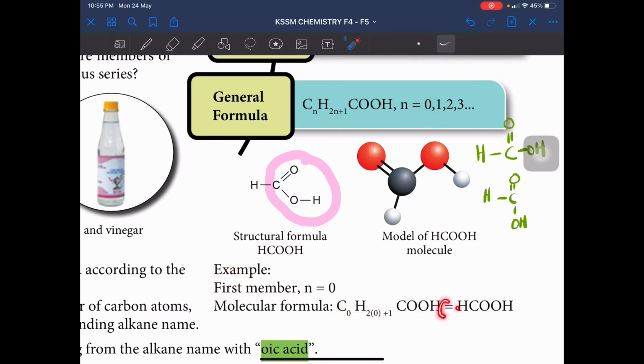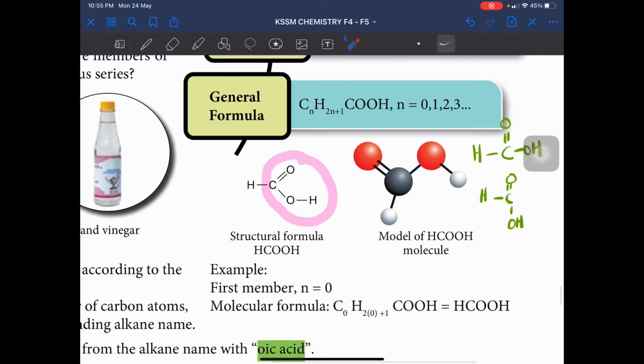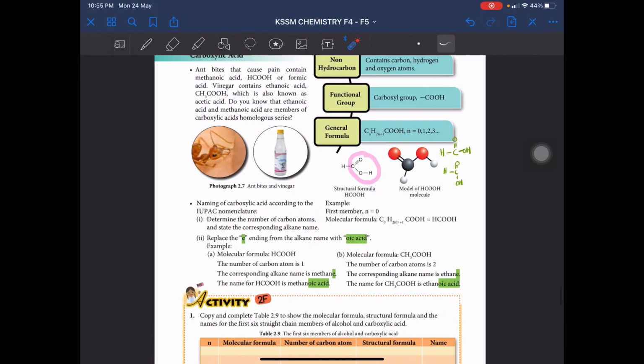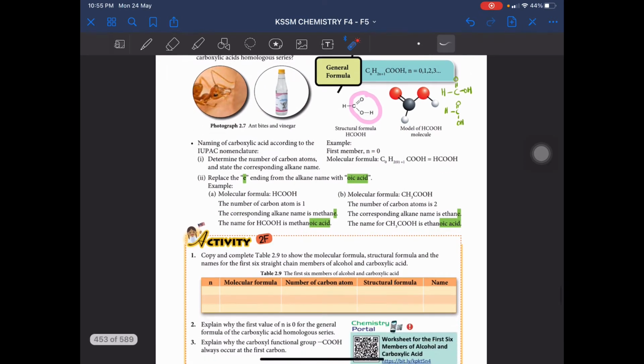So C darab kosong, it's already kosong. You don't write C kosong already. No need. And then H2 times 0, already kosong. This one already kosong. So, tinggal 1. So, HCOOH. And I believe you understand that we omit, kita buangkan the 1. No need to write 1 here. Okay, so that is how you form the molecular formula for carboxylic acid.